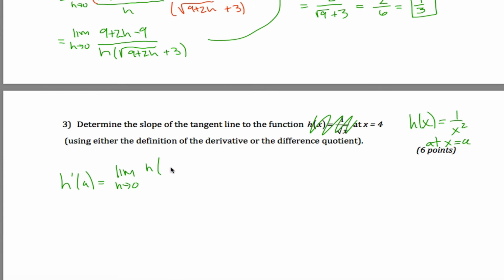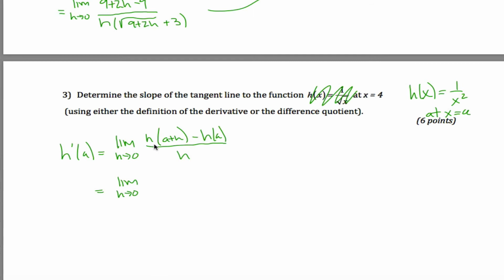a plus h minus h of a divided by h. This looks weird with the two different h's, but that's fine. So I get it's the limit as h approaches 0. These are two different h's. This h represents the function, and this h is the thing that I'm taking the limit approaching 0. Anyways, it'll go away now because h of a plus h, I can get that that's just 1 over a plus h squared. And h of a is 1 over a squared, and that's all divided by h.